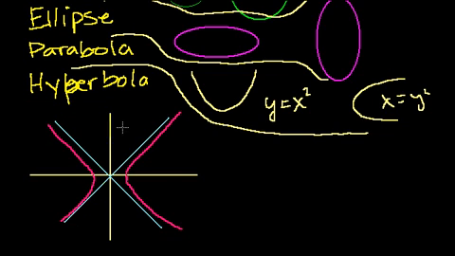Or another hyperbola could be what you could call a vertical hyperbola, and that's not the exact word, but it would look something like that, where it's below the asymptote here, and it's above the asymptote there.